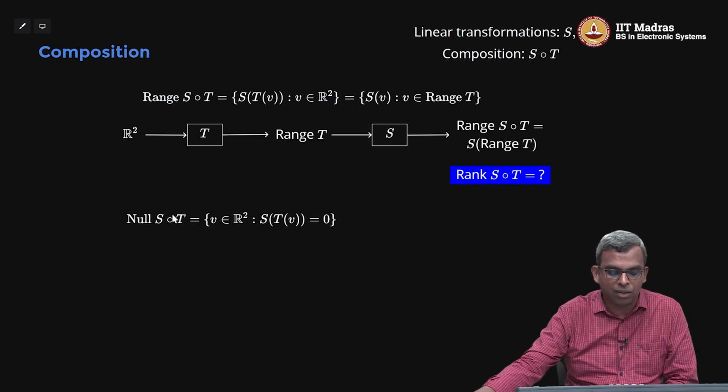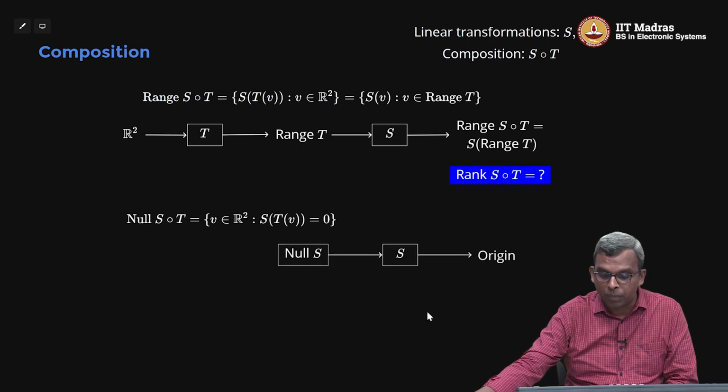Null of any linear transformation is the set of all vectors which give you 0 when transformed by them. So, S of T of V has to be 0. Now, let us try and draw a picture again in this fashion. I have S here and I have my origin here, right? After S, I want the origin.